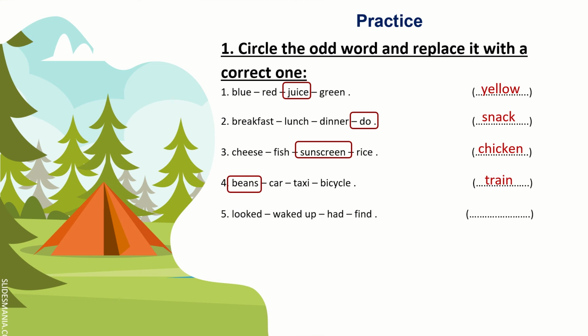Looked, wake up, had, find. Do this one on your own. Looked, they are all what? They're all verbs. Looked, to look at someone. Woke up, you woke up maybe 2 hours ago. Had, you had lunch. Find, when you find your pen or your bag. There is something odd in this group. And what is it? Looked is a regular verb. Had is an irregular verb. Find is an irregular verb and waked up is wrong here. We don't have a word that is called waked up. Wake up is an irregular verb, to wake. So the past of wake is woke. Woke up. Excellent.